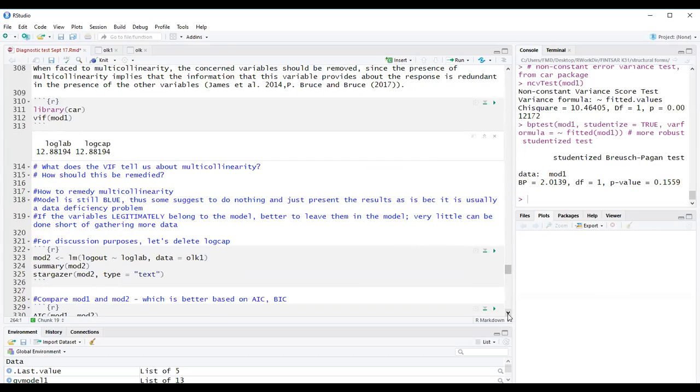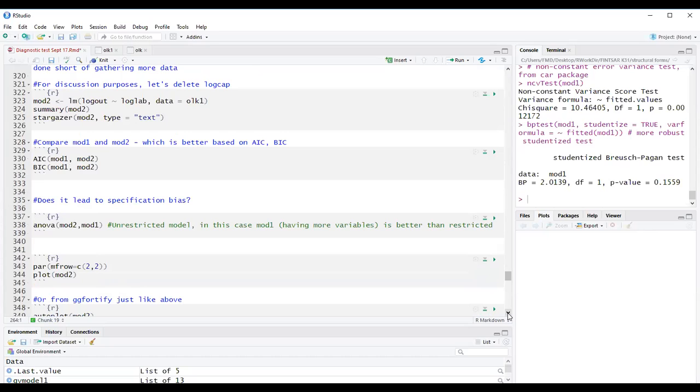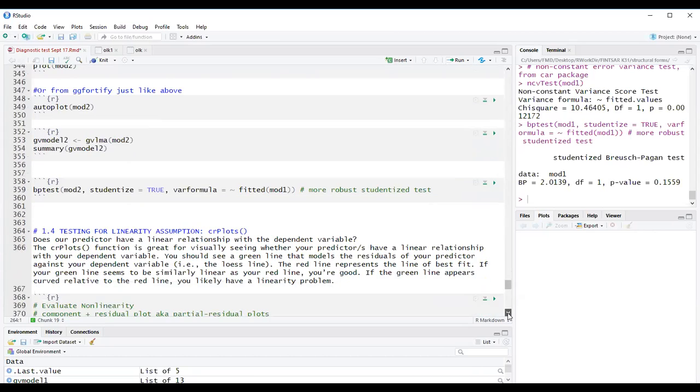So how can that be remedied? Isa, guys, delete natin yung isa. So for purposes of discussion, pakisundan nyo na lang to. Kunyari, tinanggal natin si log cap. Ang regressor na lang natin si log lab. So pakisundan na lang yan. Tapos kinompare natin si model 1 and model 2. Okay, lumalabas nga, guys, na mas maganda si model number 2, yung restricted, yung binawasan.